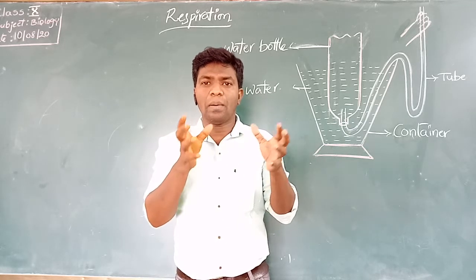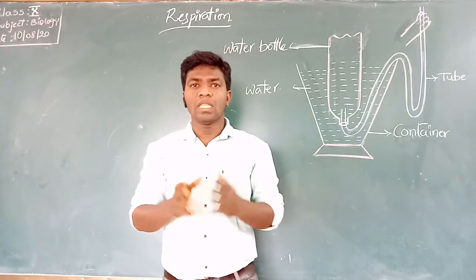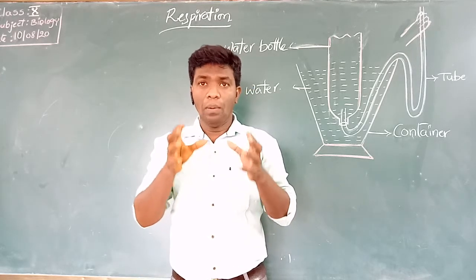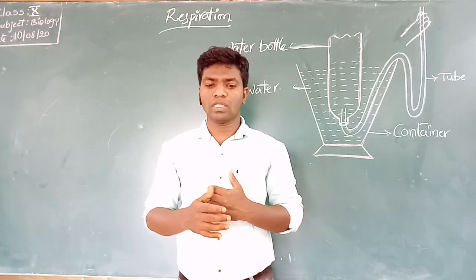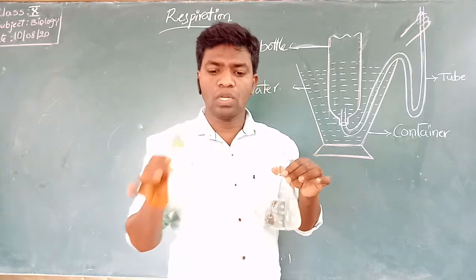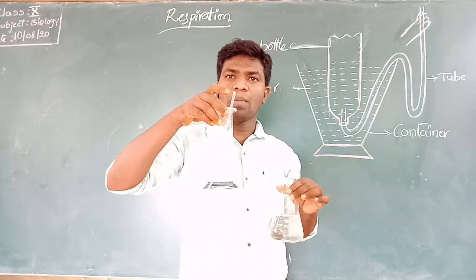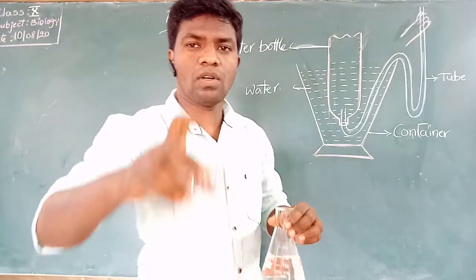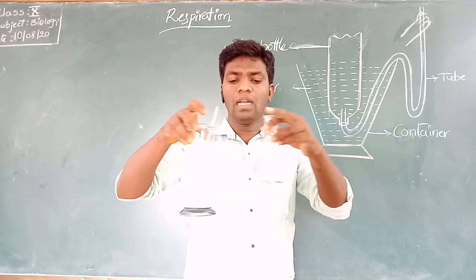What materials are required to do this activity, this experiment? The materials required: measuring beaker, phenolphthalein solution, lime water, a 200 ml beaker with water, and straws.